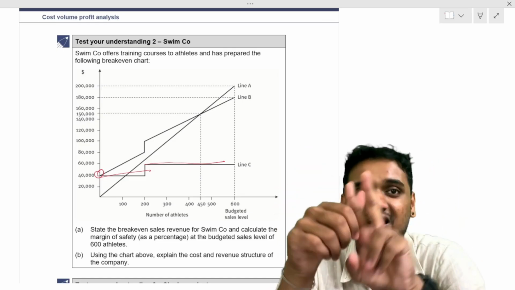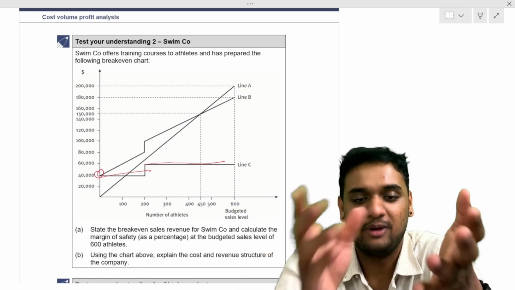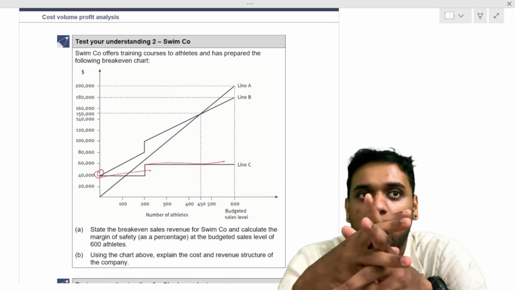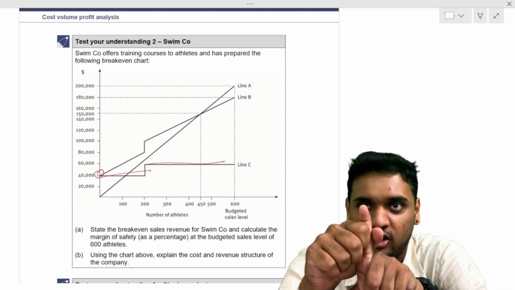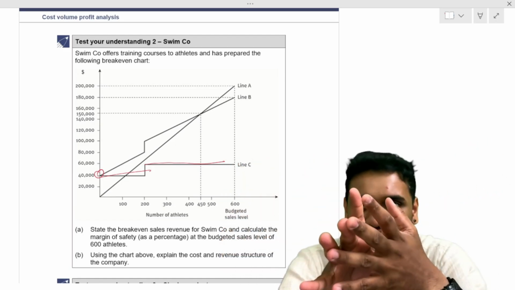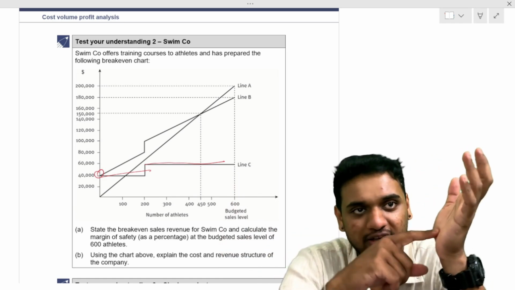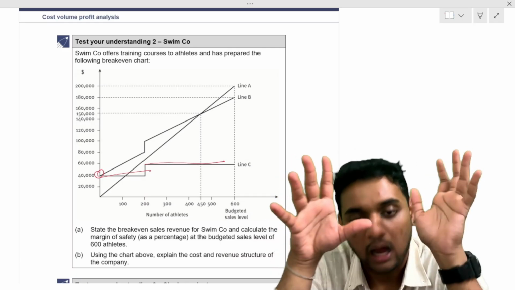First, break-even sales revenue. What are the two formulas in which you can find it out? Break-even sales revenue means break-even point in amount. Fixed cost divided by contribution per unit, if you do, you will get the number of units. Into selling price, if you do, you will get the break-even sales revenue. What is the second formula? Fixed cost divided by CS ratio. What is the CS ratio formula? Contribution by sales into 100.